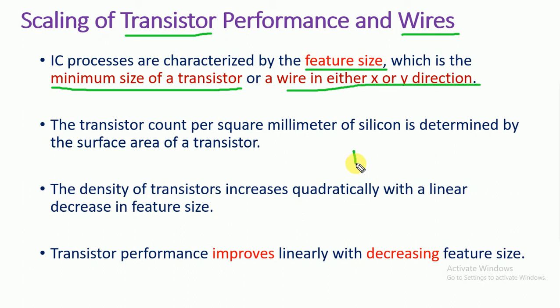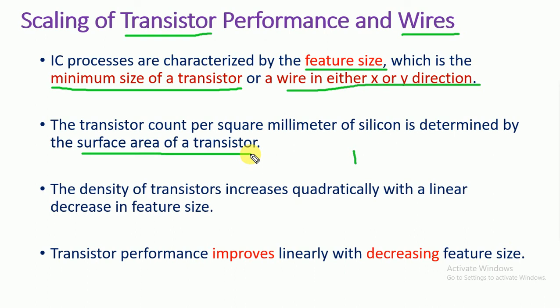So it depends on the size of the transistor. If the surface area of the transistor is less, more transistors can be placed within the IC device. If the surface area of the transistor is more, we cannot place that many. So what is happening is that we are increasing the number of transistors within the IC every year.